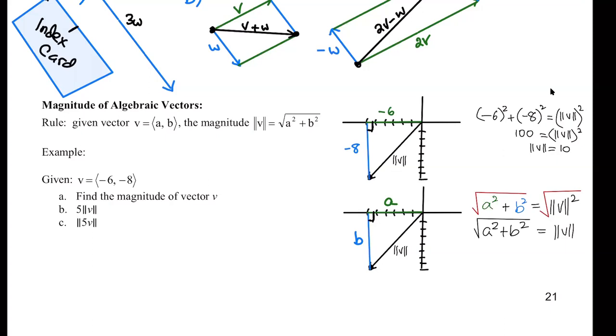Now, if I wanted to use the shortcut, I could just pop it in there, but as it turns out, we've already done the work. So there's no need. So the magnitude of V is equal to 10.